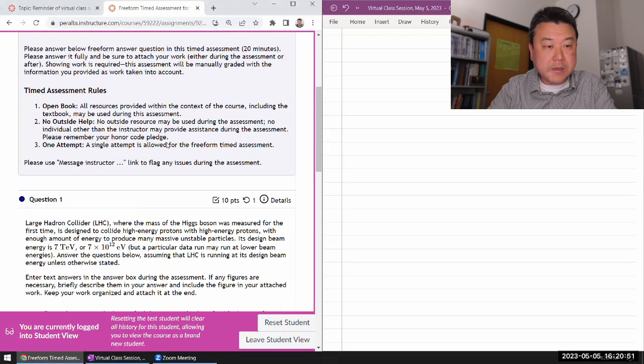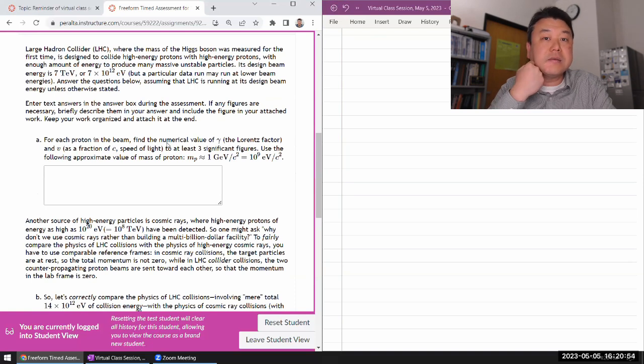Okay. Large Hadron Collider, right. It's designed to collide protons with enough energy, right. Lower beam, enter text sensors. For each proton in the beam, find the numerical value.